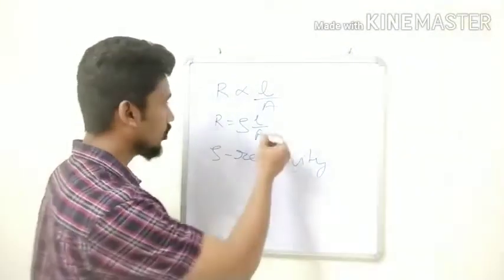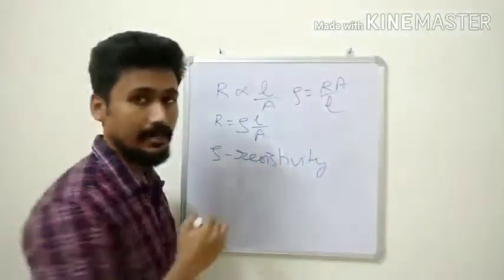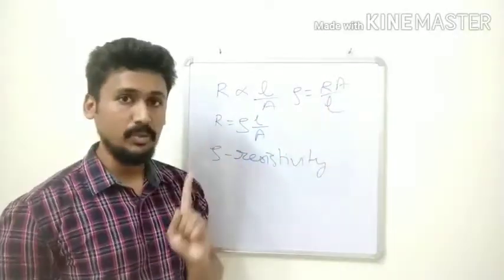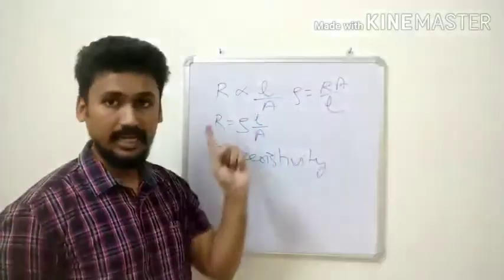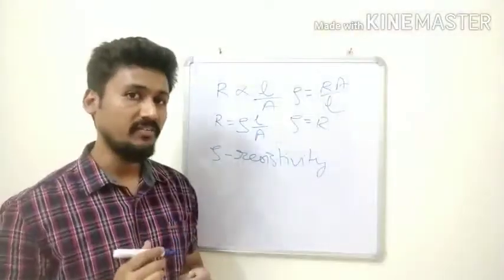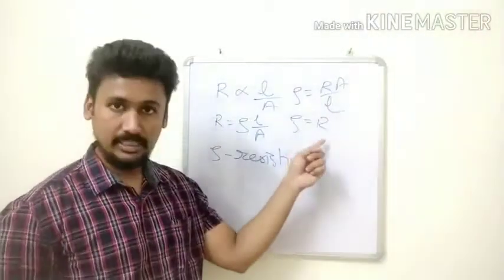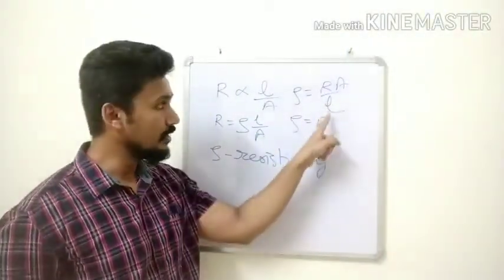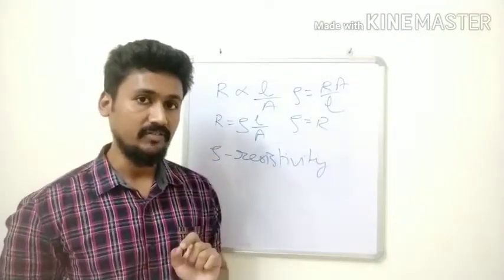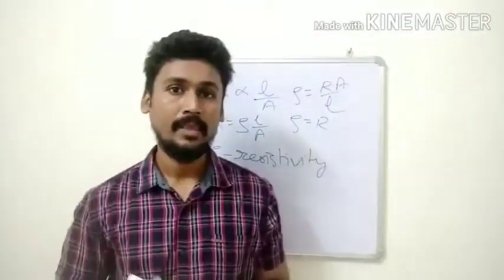So what is rho? We can write rho is equal to RA by L. So if I am having 1 meter of length and 1 meter square of area, so unit length and unit area, then I will get rho is equal to R. That is how we define the concept of resistivity. We can say that the resistance of a conductor having unit length and unit area of cross section is called the resistivity of that material. So that is the concept of resistivity.